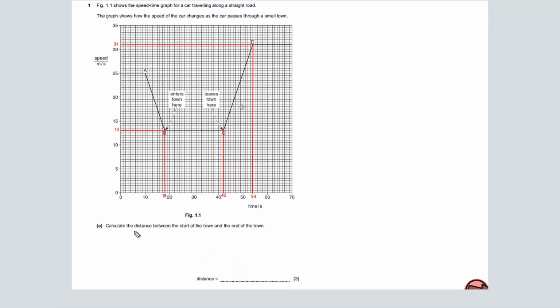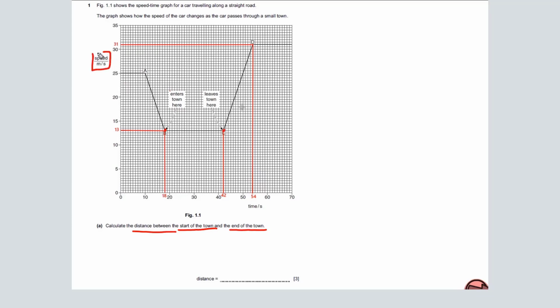Question 1 is simply asking us to calculate the distance between the start of the town and the end of the town. So where is our town located? You can see the town is here. The start of the town is here, and here is the end of the town. We need to calculate the distance.